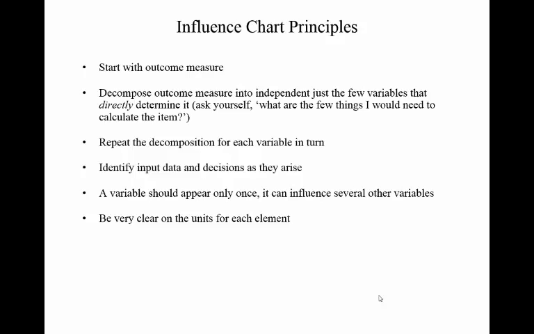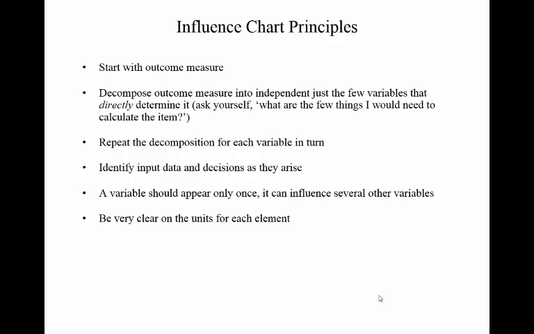And then you say, okay, what do I need to calculate total revenue? Well, you need the number of units you produce and sell, and you need the selling price per unit. So in other words, you're really only looking for the 2, 3, or at most 4 things that you would need to calculate an item. And again, you then just decompose back in that fashion. You repeat that decomposition, and finally you make your way down to the point where you've got a given parameter or input data, and there's no further decomposition on that.